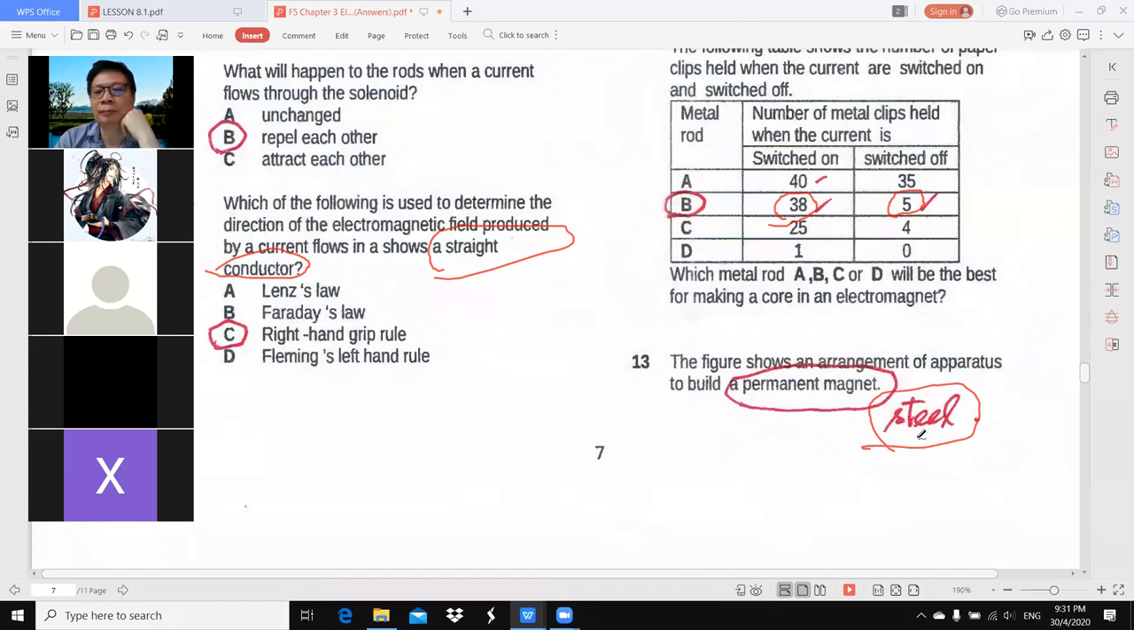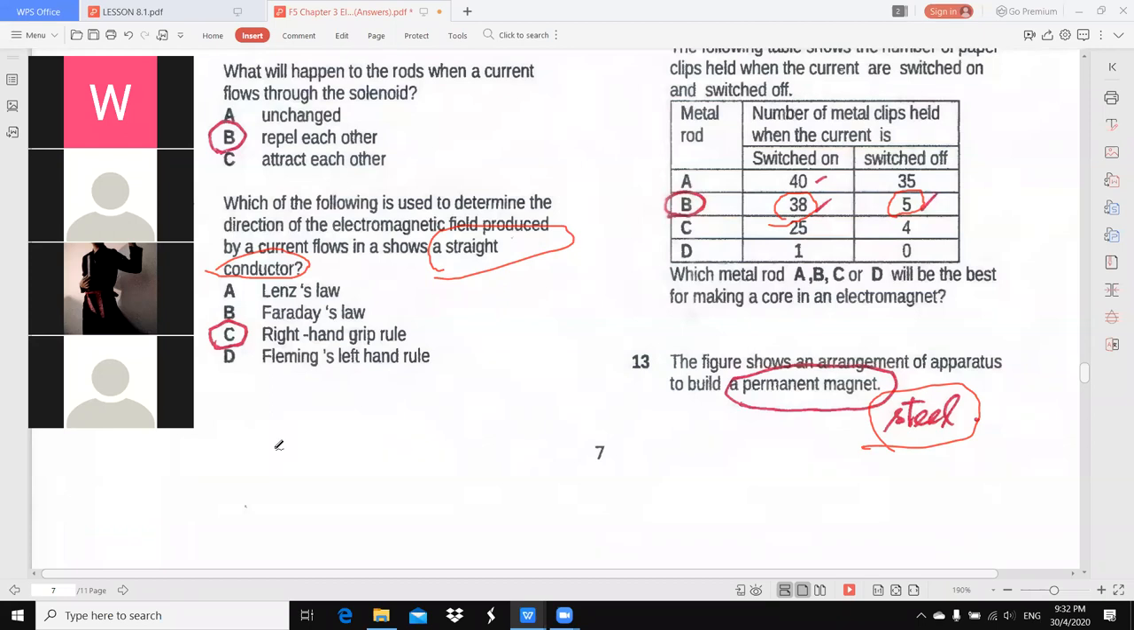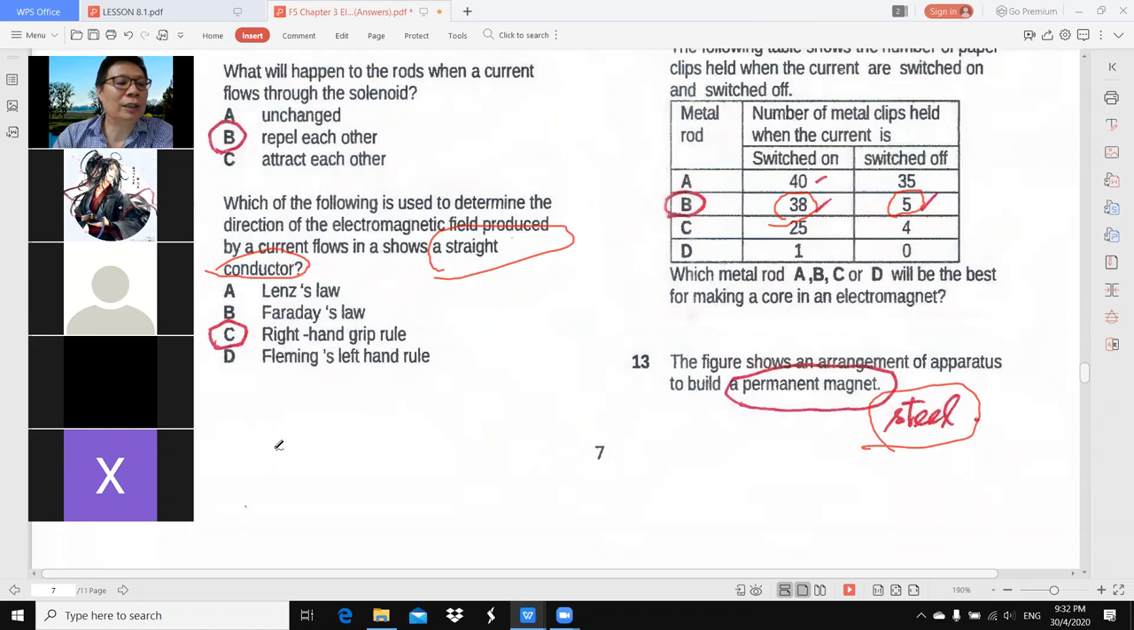Tan Wei Xiang? Tan Wei Yi, are you there? Tan Wei Yi? Why to make a permanent magnet, do we use steel? Tan Wei Yi, are you there? No one, okay. Yuan En, Tan Yuan En? Yuan En, are you there? So no sound already.